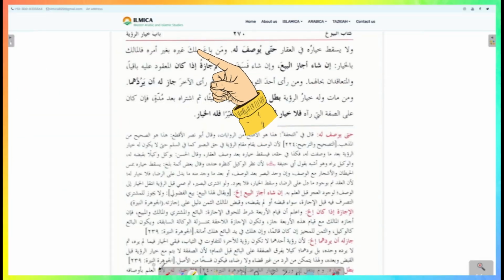وَمَنْ بَاعَ مِلْكَ غَيْرِهِ بغير أمره فالمالك بالخيار إن شاء أجاز البيع وإن شاء فسخ وله الإجازة إذا كان المعقود عليه باقيا والمتعاقدان بحالهما. I will explain this terminology to you: the contractors, the buyer and mushtari.